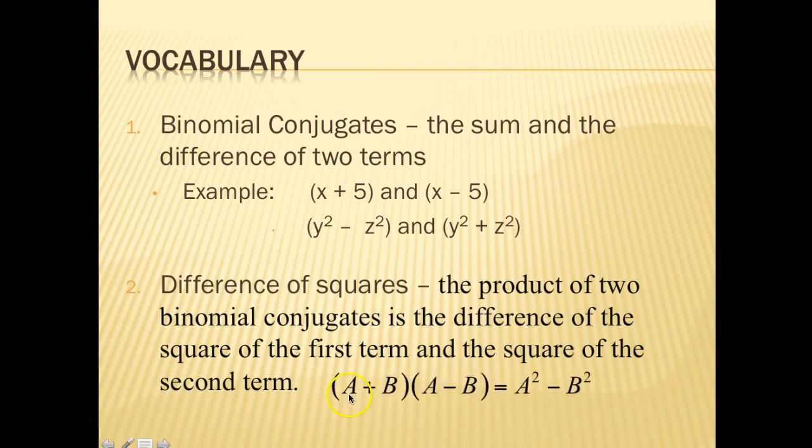So for example, a plus b, a minus b. This is an example of the difference of squares. So notice, when you multiply binomial conjugates together, you get the difference of 2 perfect squares. When I actually multiply a plus b, a minus b together, I get the difference of 2 perfect squares. A is a perfect square and b is a perfect square.